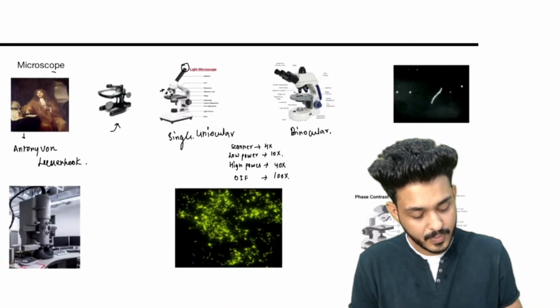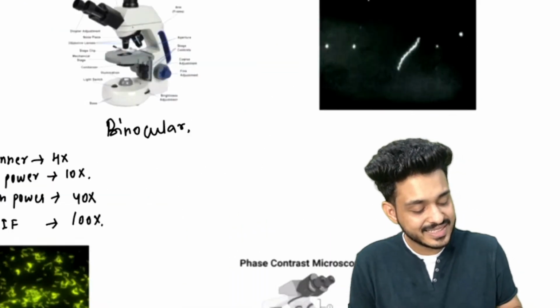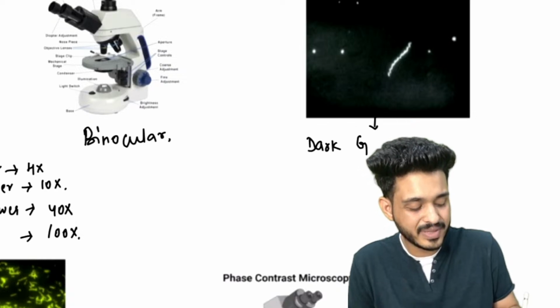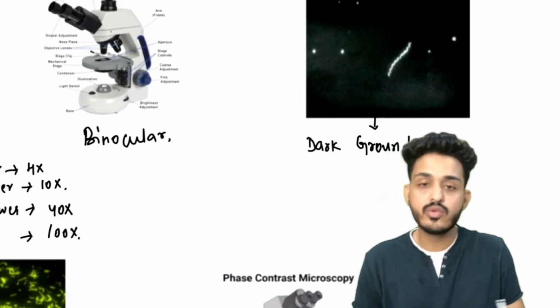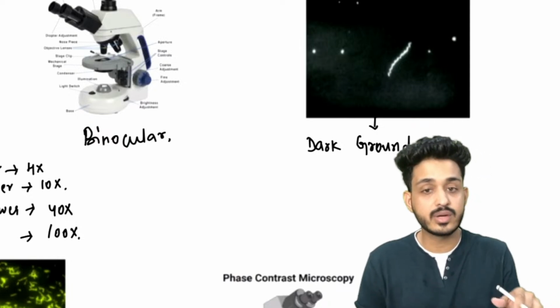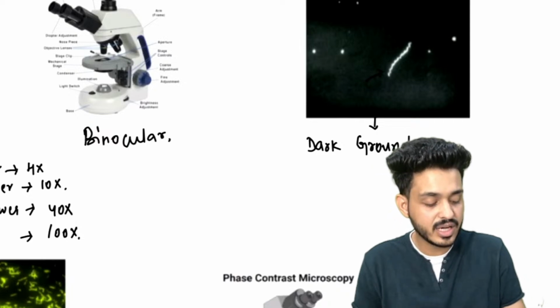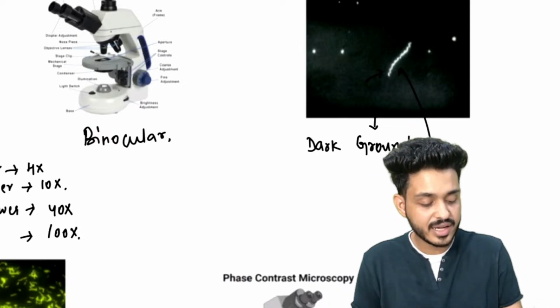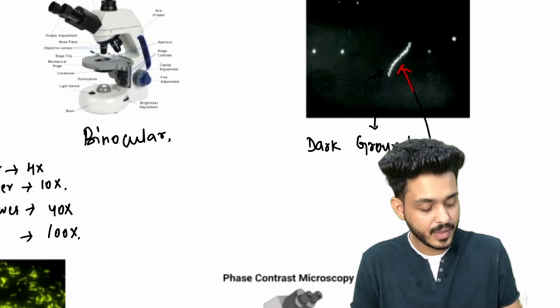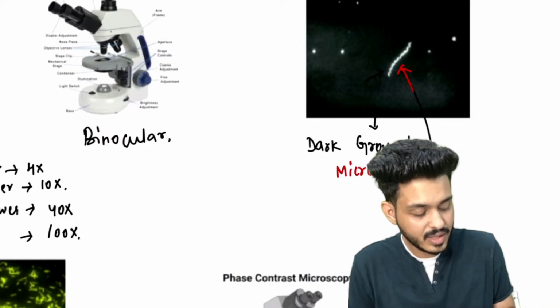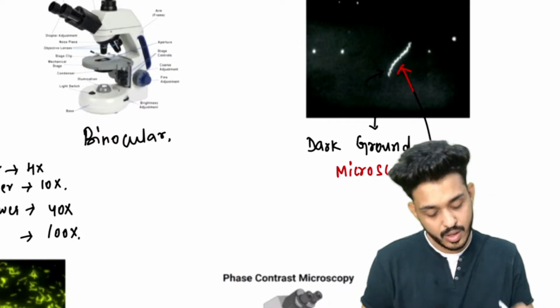Try to answer. Okay, so these are the microscopes. This is your dark ground microscopy. Basically, you know what we are doing, we are staining the background black. Okay, and the organism will shine up, right? So here this is the spirochete, which is looking like a shining thing. This is known as dark ground microscopy.